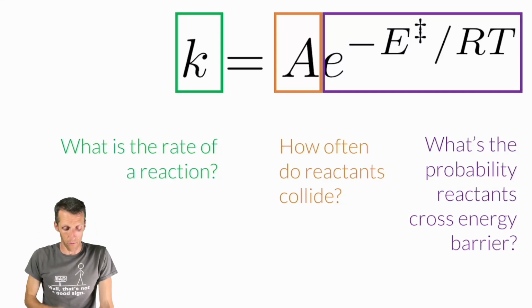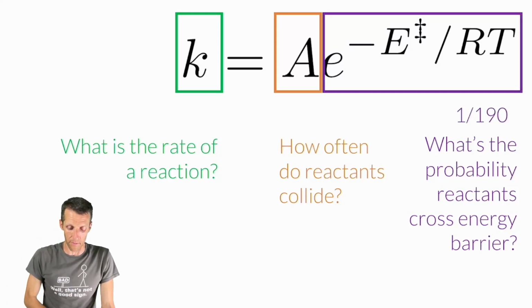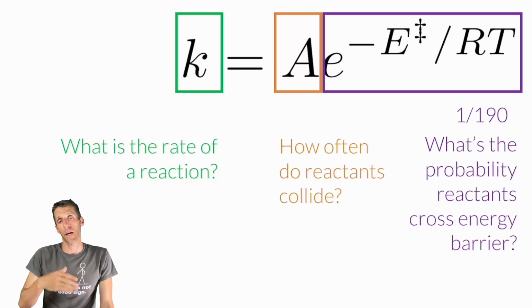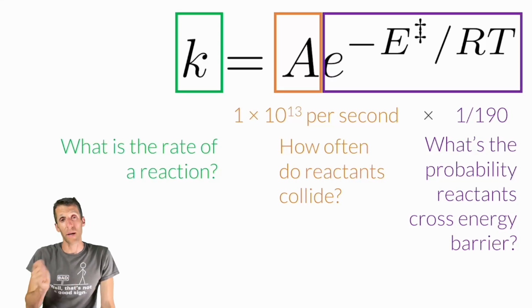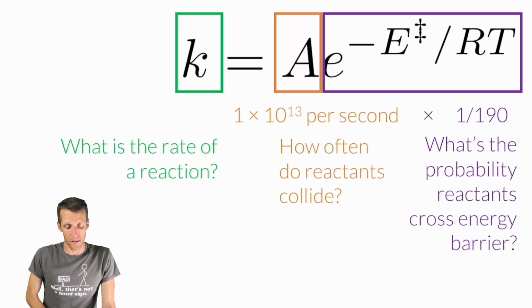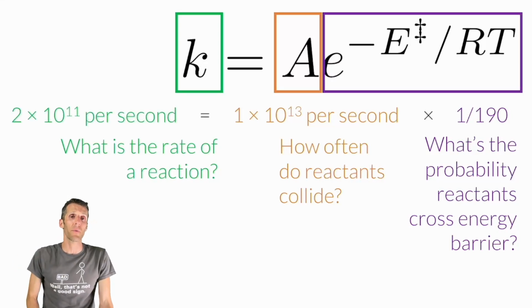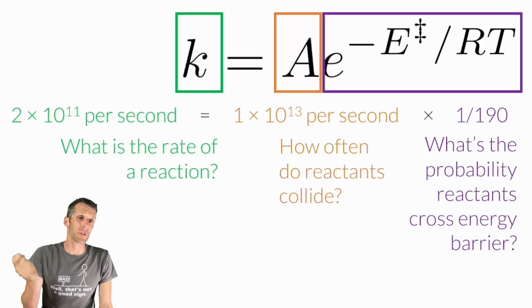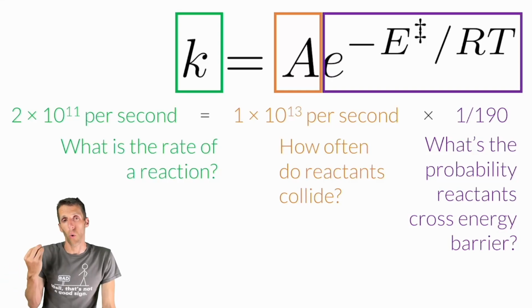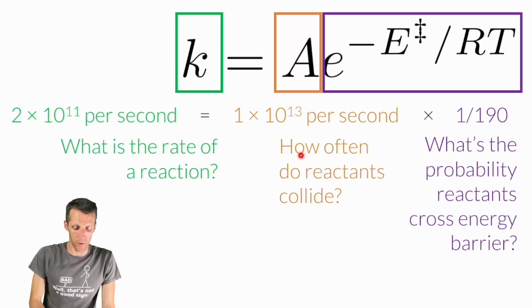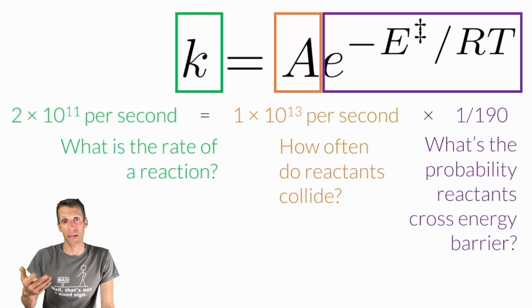Okay, so what's the rate of reaction? How often do reactants collide? What's the probability that they cross the barrier? We can plug in those numbers. So we got that. The energy barrier is 13 kilojoules per mole, so it's a 1 in 190 chance. We're attempting this 10 to the 13 times per second, which means that if we were to do an experiment, we could measure this rotation rate, and that rotation rate would be about 2 times 10 to the 11th per second. Okay? So what's determining the rate? Well, it's how often do we try to do stuff times how probable is it to do the thing.